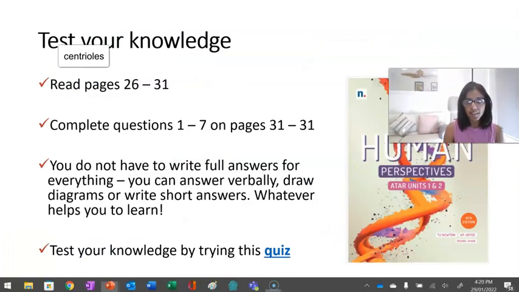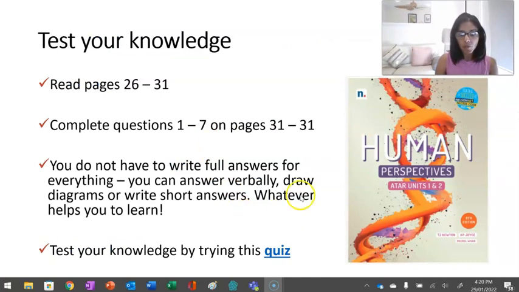So that's the end of this lesson. I hope that was helpful for you. What I'd like you to do next is to please read the pages in your textbook. It might not be in the one sitting. You can skim read this and then come back to it, but please do make sure that you read that information. I'd then like you to complete questions 1 to 7 on page 31 to 32 of your textbook.